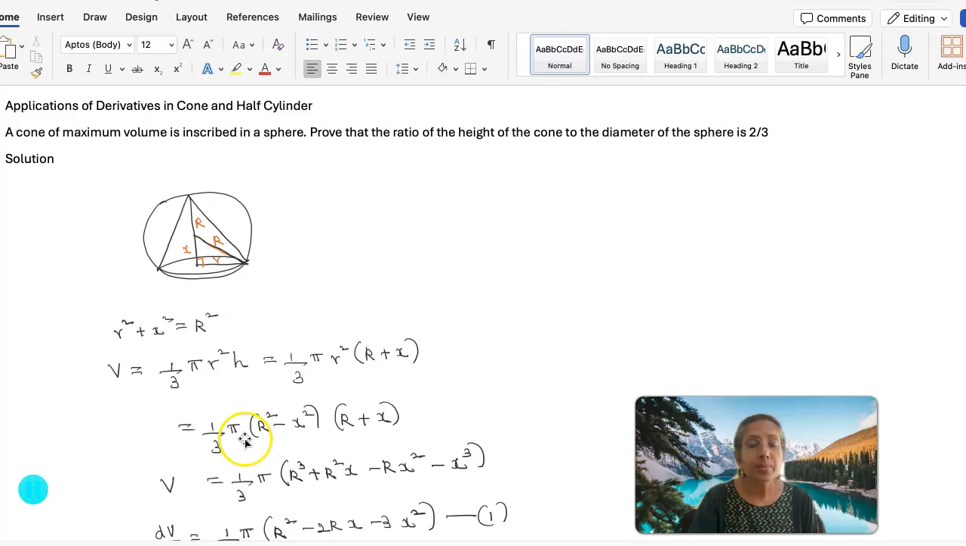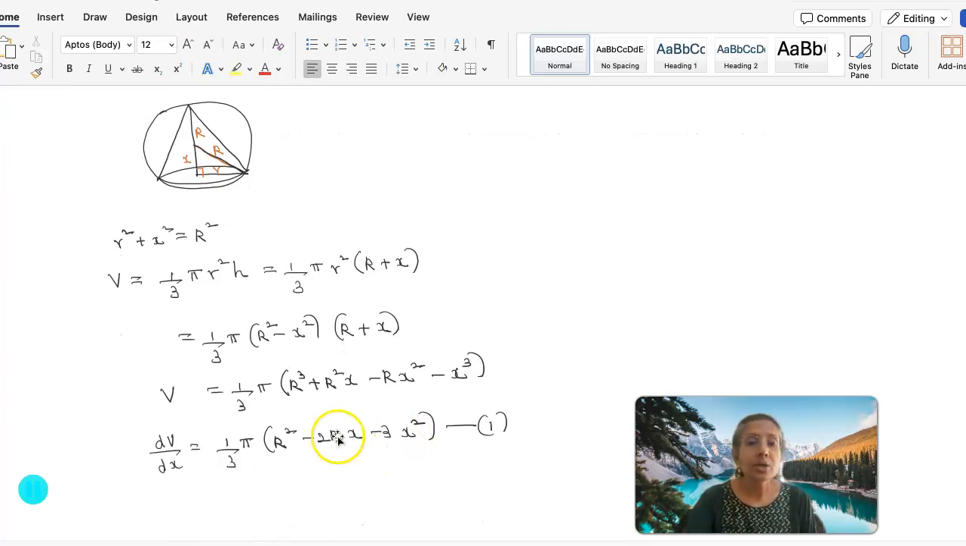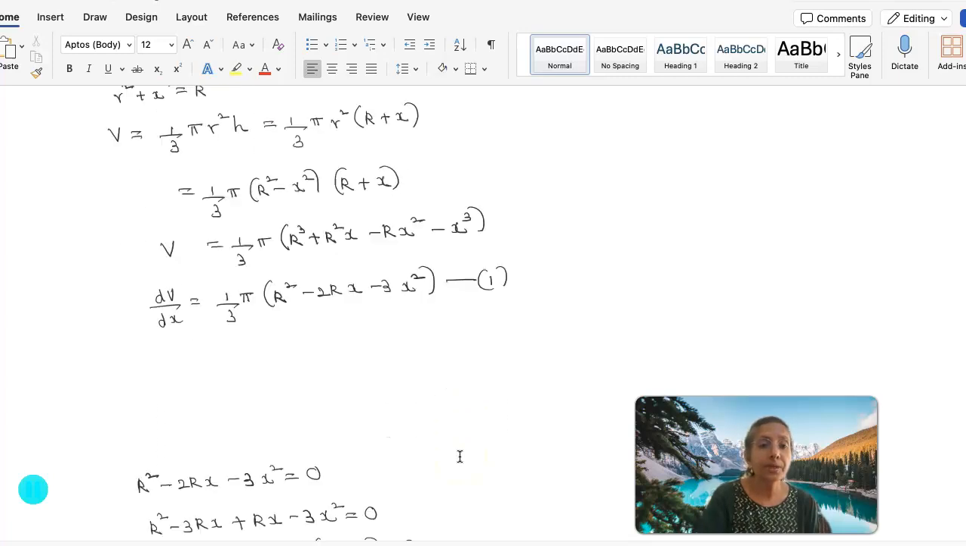So this becomes 1/3 pi (capital R squared minus x squared) into (capital R plus x). So opening the bracket, you get 1/3 pi (R cubed plus R squared x minus R x squared minus x cubed). So we have converted the volume to one variable, that is x. Now calculate dV by dx, that is 1/3 pi. R cubed is a constant, so you get R squared minus 2Rx minus 3x squared. Call this equation 1, we'll come back to it later.